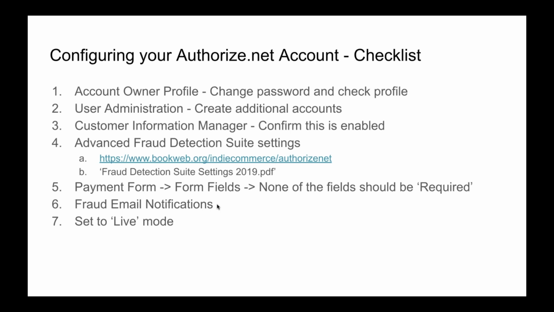And fraud email notifications. When you set up an authorized.net account, you set up the fraud filters. Initially, for a couple of months, it would benefit you to get notifications anytime a transaction is flagged as fraudulent, so you can actually take a look at it. And this will also help you adjust your fraud settings. So set these fraud email notifications, and later in the presentation, I will show you where these settings are.